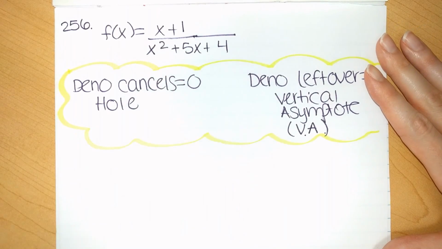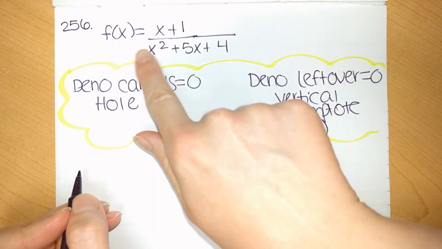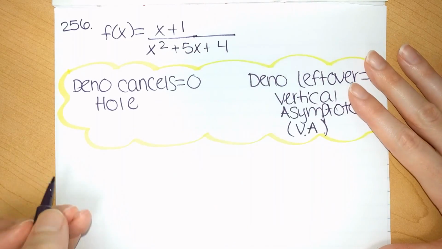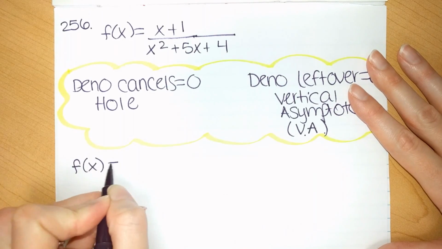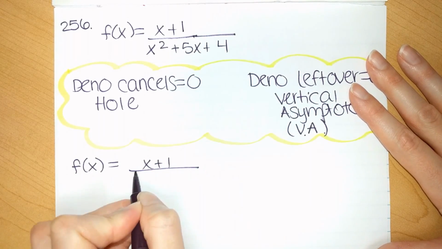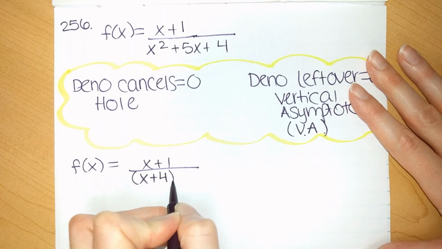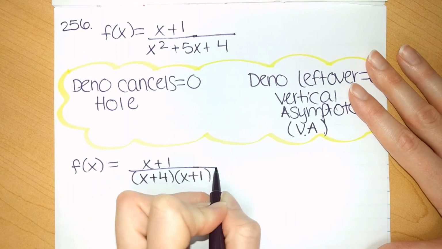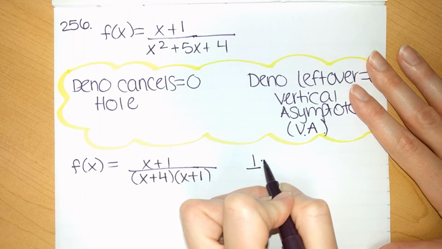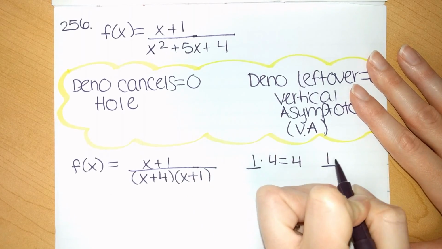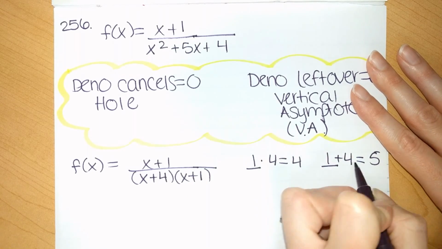So if you look at the denominator, you're looking at factors of 4 that sum up to 5, so that's going to be 4 and 1. So our first step is to factor, and we get (x + 4)(x + 1). And again, to do that, we're looking at 1 times 4 and then adding up to give us 5.